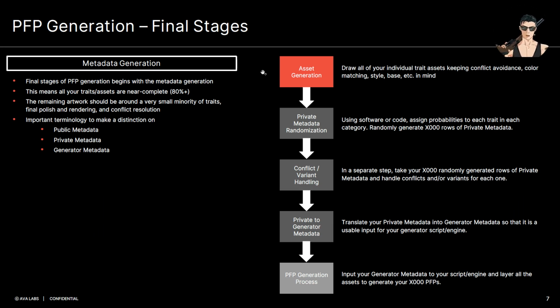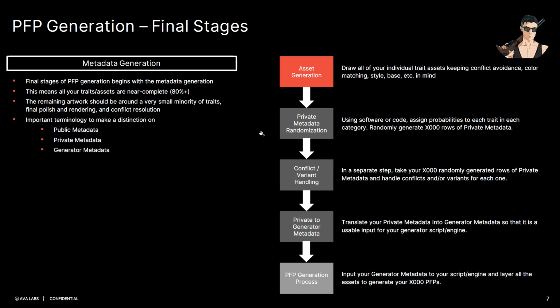Now, we talked about the different types of metadata. You start with the asset generation, which is actually just drawing the individual traits. And then you need to randomize them in your private metadata, whether you're using software, code, Excel, whatever method you choose, and you assign probabilities to each trait. So if you have the ponytail, you might say, okay, I want that to be a 3% trait, and you go and generate 5,000 rows of metadata. So roughly 3% of that 5,000 will have this hair.